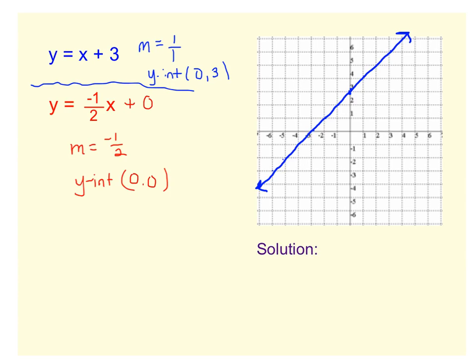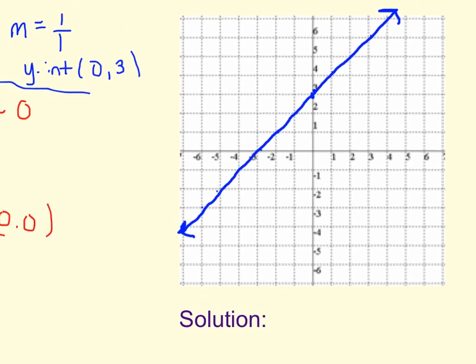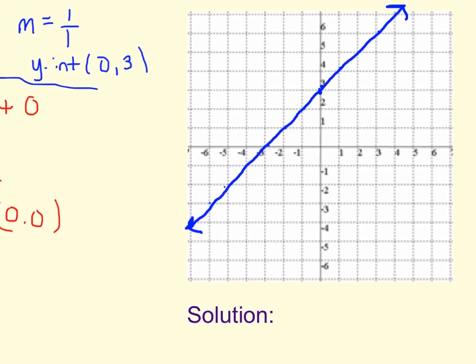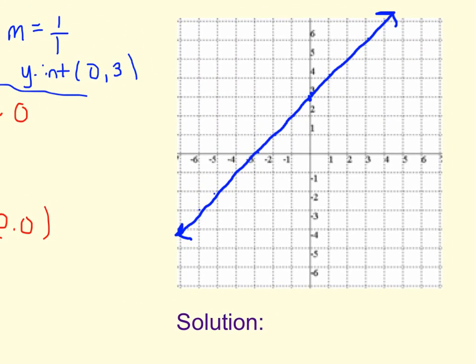So we go to our graph. I'm going to zoom in on this one. There we go. So, okay, so we're at (0, 0).